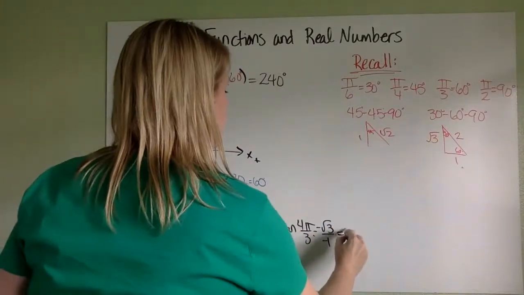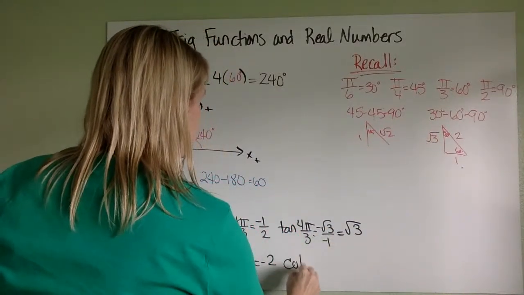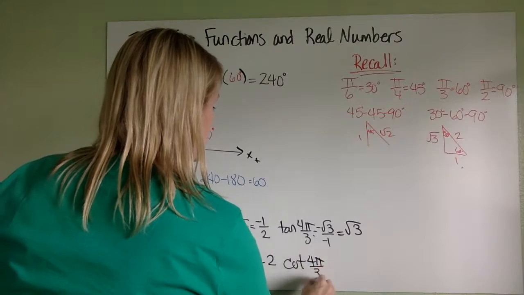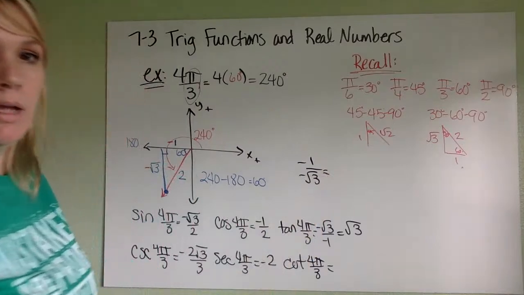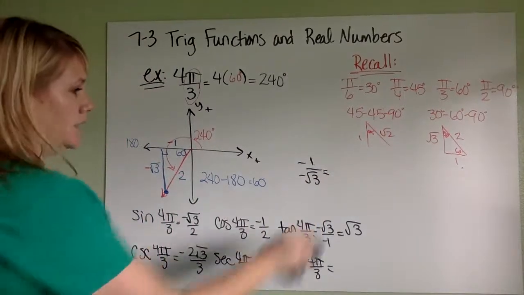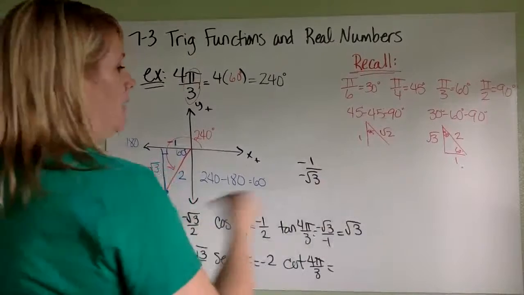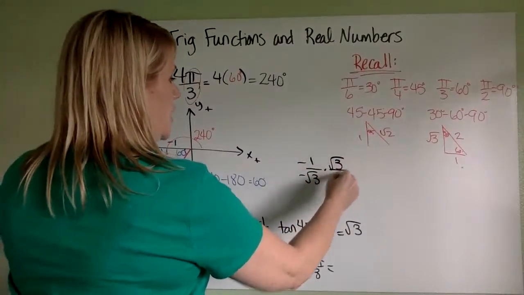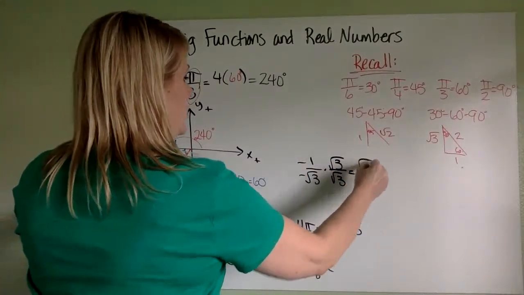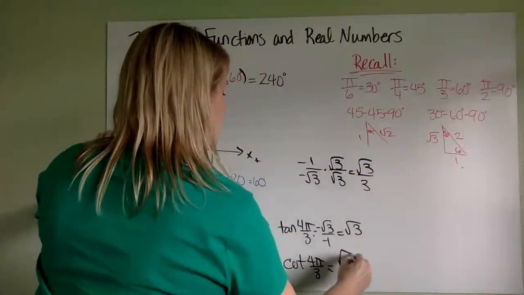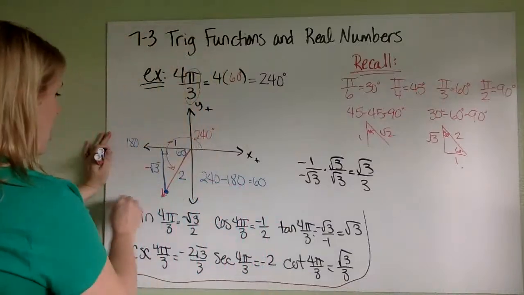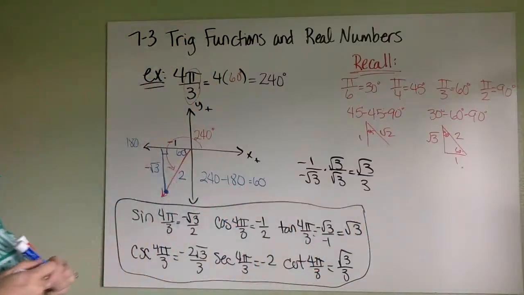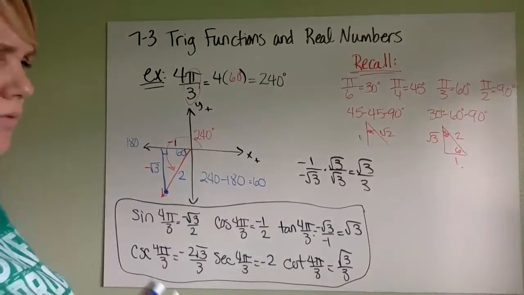Which is just the square root of 3. And then the cotangent, so we would have negative 1 over a negative square root of 3, right? And then the negatives cancel just like they did here. And then we want to rationalize, so we end up with a square root of 3 over 3 for the cotangent. Okay, so I erased my 3 steps over there, but I'll just recall them.